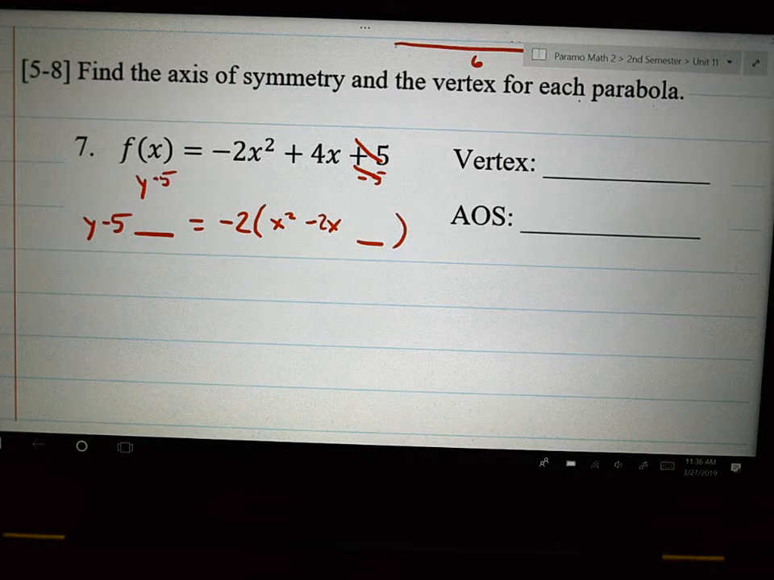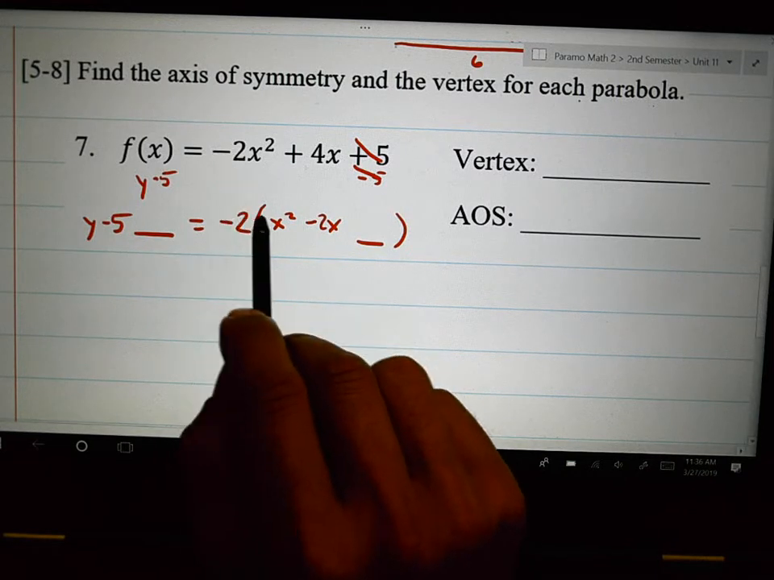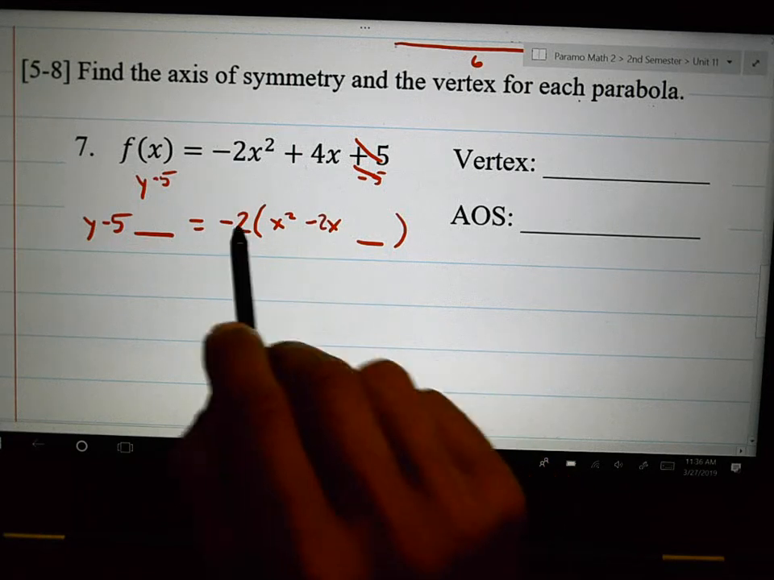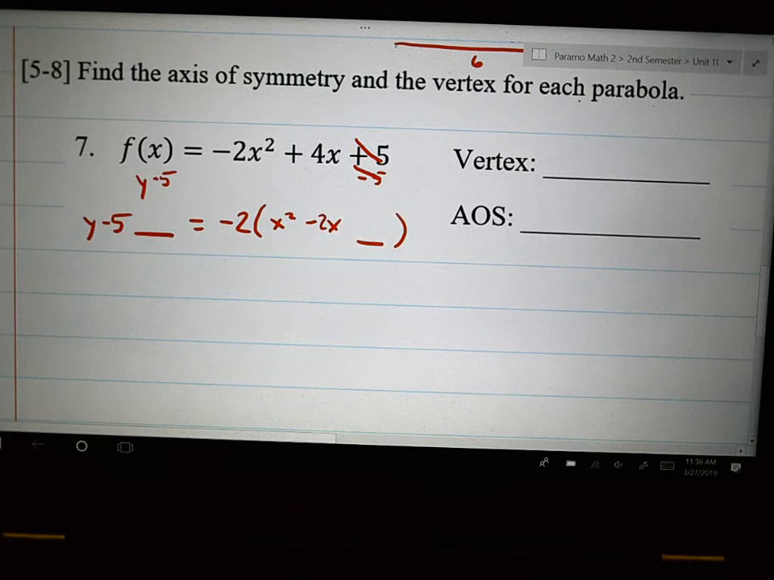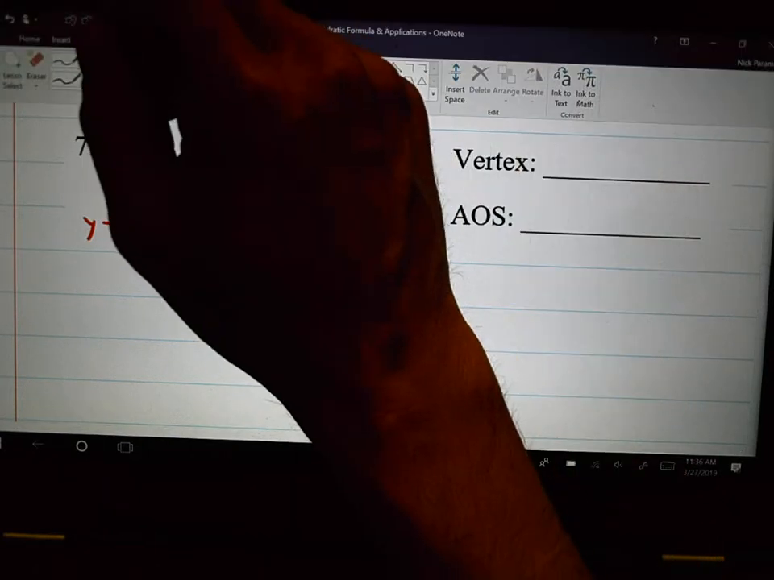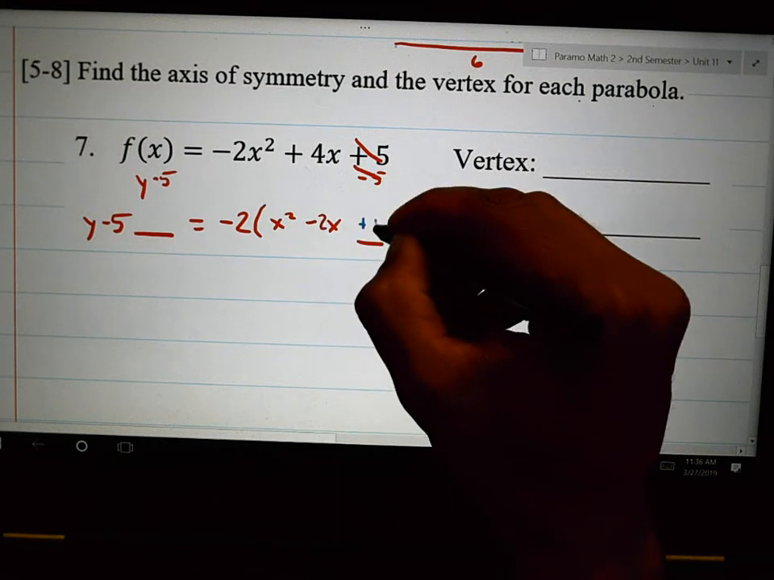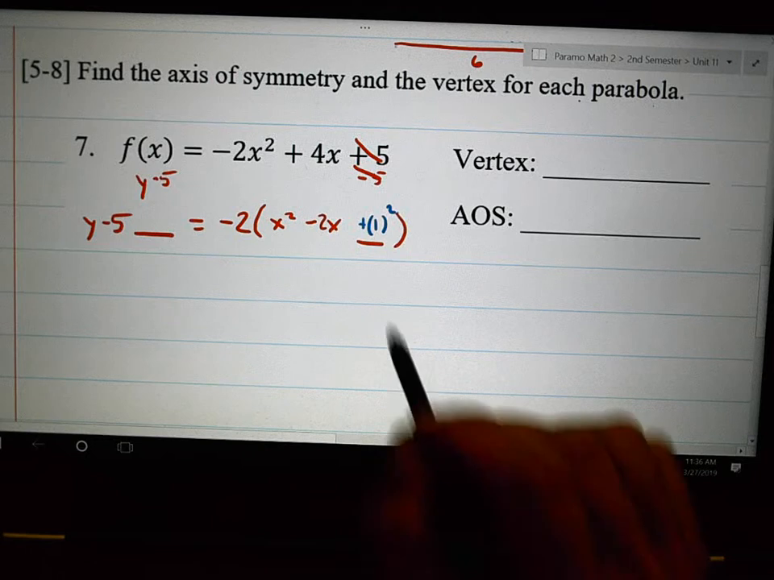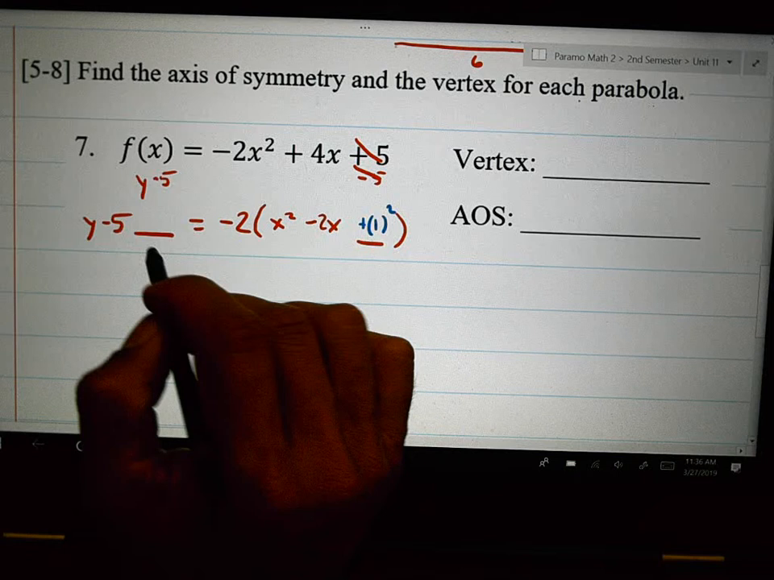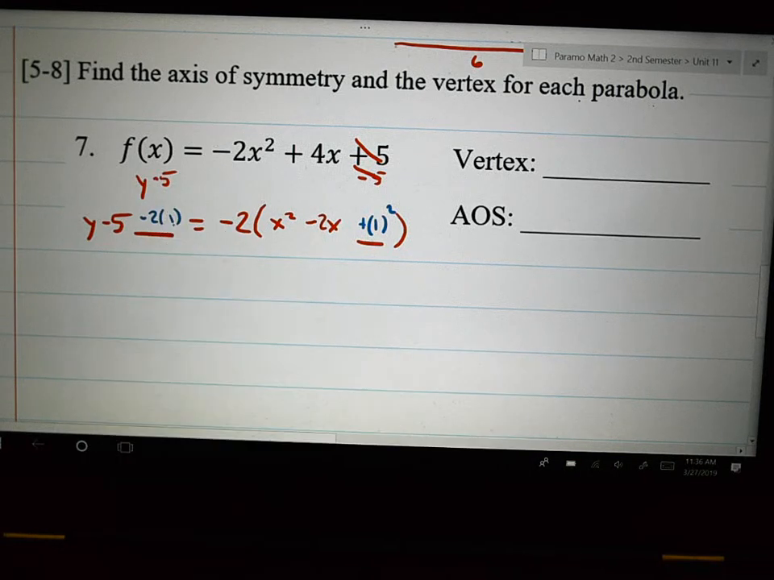This is what I was warning you about on numbers 6 through 12. If the a value is not 1, you have to factor out the a value from the a and the b. The b has to factor that out as well. Then we're going to fill in these underscores with half of b. Half of b squared is plus 1 squared. But we're really not just adding 1, we're adding the GCF times the 1. So over here I write -2, because that was a -2, times the 1.